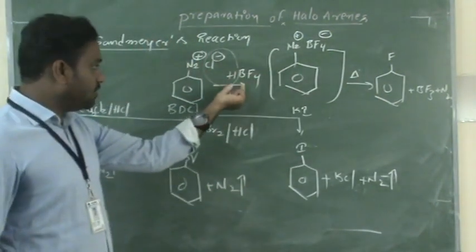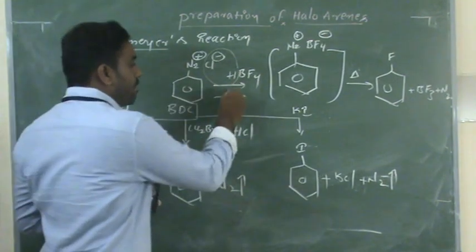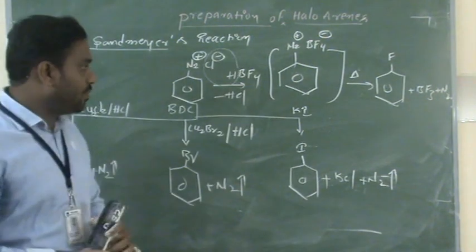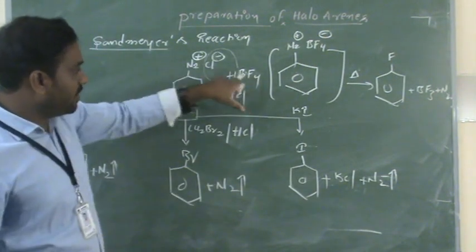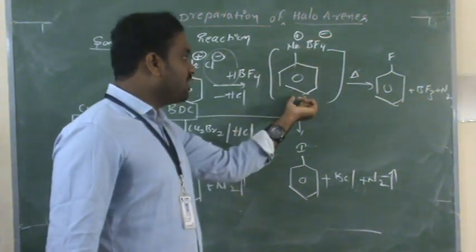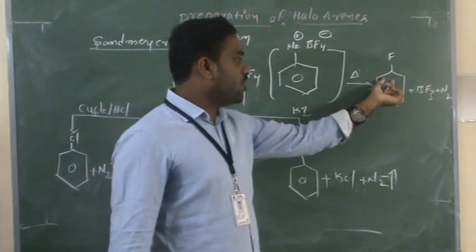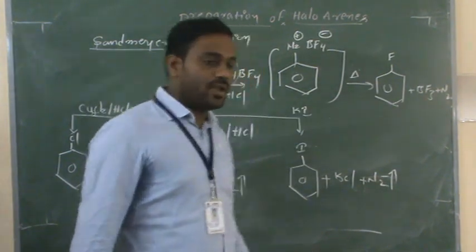Means you have to take the HBF4, and this H and this Cl is removed in the form of minus HCl. This N2 plus and this BF4 minus are reacted side by side. That's why it is called a transition state or intermediate. This you can heat very strongly. You get fluorobenzene and BF3 and nitrogen gas.